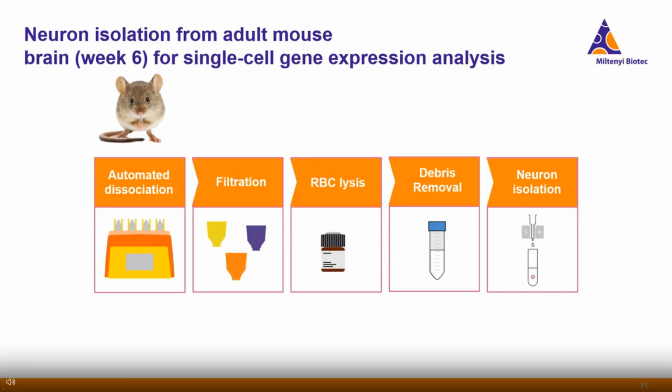Finally, we used MACS technology and our Adult Neuron Isolation Kit to isolate the neurons. We then analyzed both the isolated neurons as well as the bulk unseparated cell suspension, both with flow cytometry and with 10x gene expression profiling.